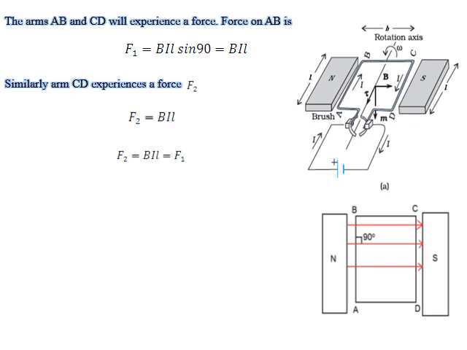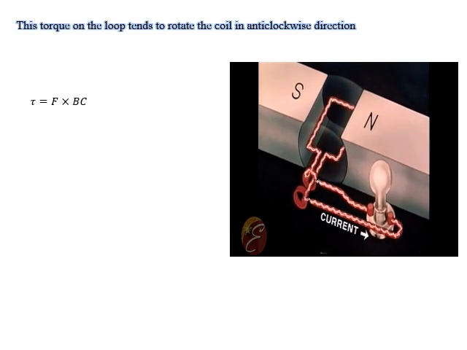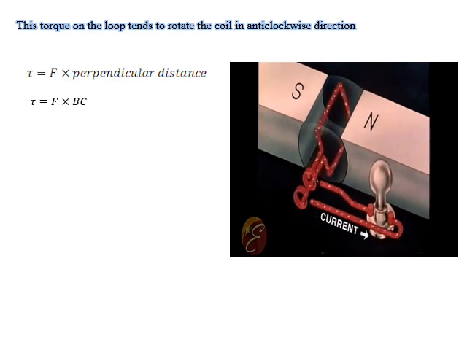Okay, so both of them will have the same magnitude. F1 will be equal to F2. There is a torque due to those two forces F1 and F2. So the forces F1 and F2 give rise to a rotation in an anti-clockwise direction for the coil. So that is what we have written here. Torque on the loop tends to rotate the coil in anti-clockwise direction. We have to find out what that torque is. Formula we already know. Tau is equal to force into perpendicular distance.